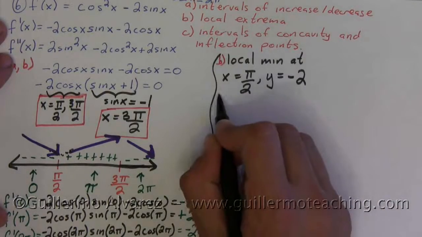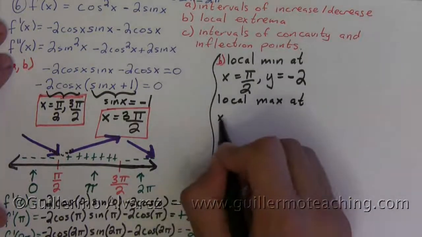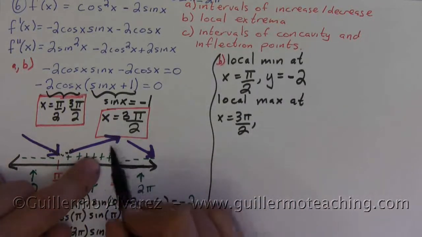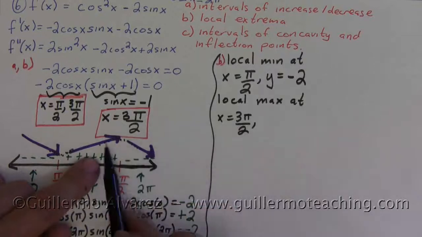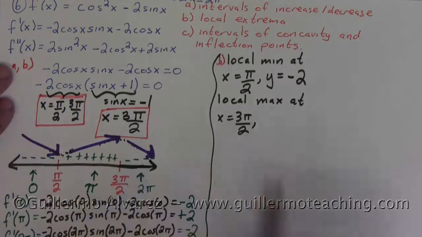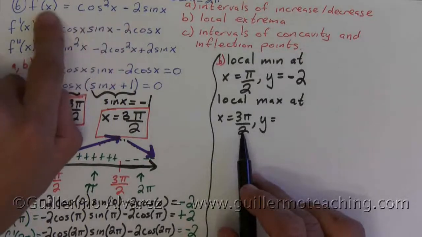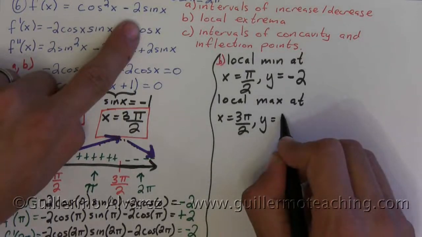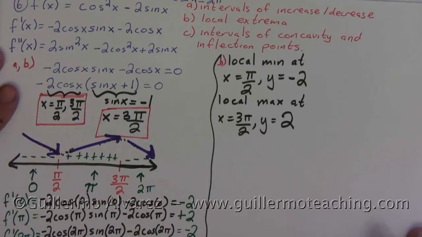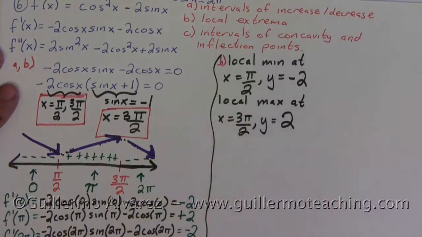And also notice that we have a local maximum at x is equal to 3 pi over 2. The reason is that if it's increasing and then it starts decreasing, that's going to be a local maximum. And so, again, to find the y value at that point, you plug in 3 pi over 2 into the original function, and if you do that, you would get that y is equal to, this time, positive 2. So that's the local extrema, one local minimum and one local maximum.